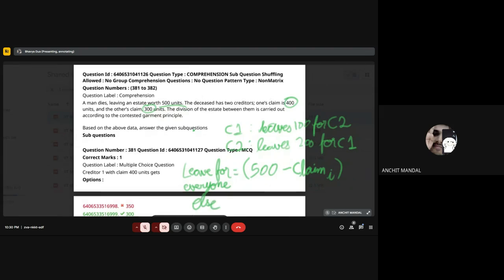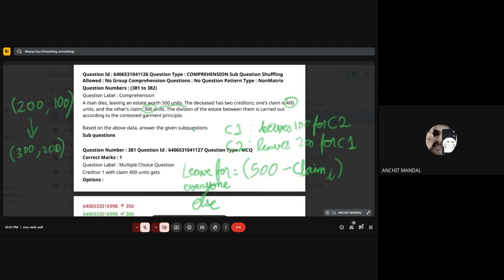So now what we know is that 200 for creditor 1 and 100 for creditor 2 is uncontested. So that means out of 500, 300 is uncontested and 200 is contested. That 200 will be split equally between all creditors. In this case, two creditors, each one gets 100. So this becomes 300, comma 200.